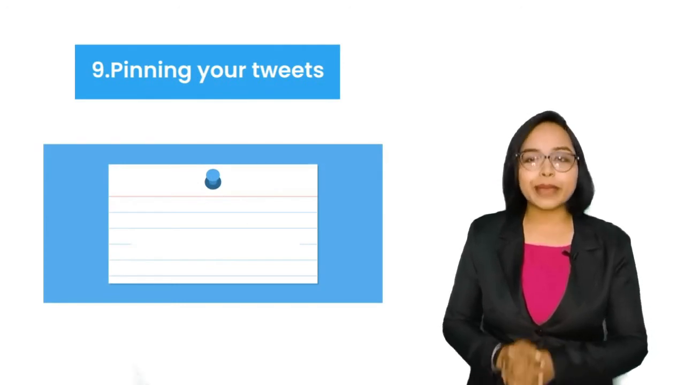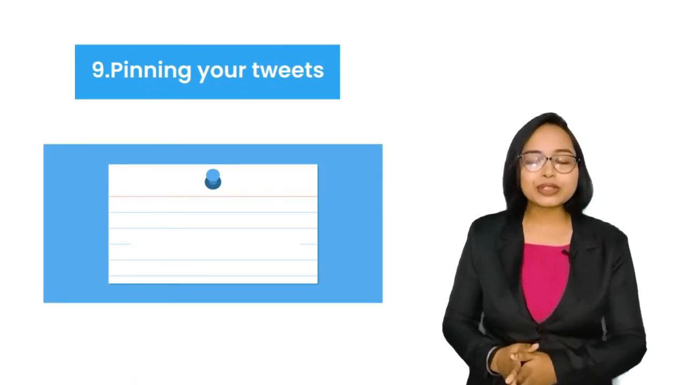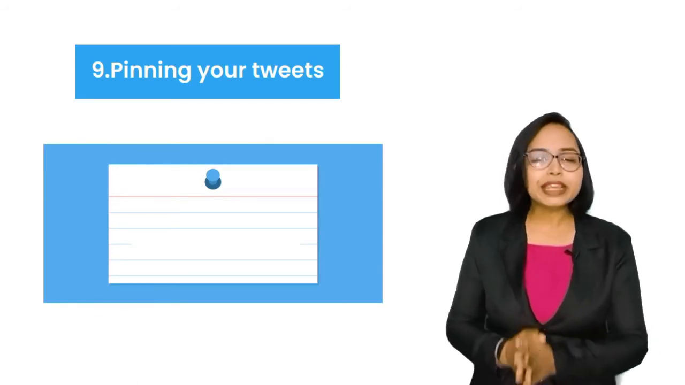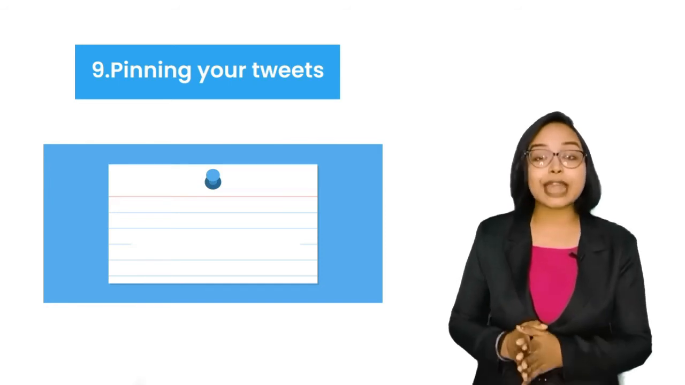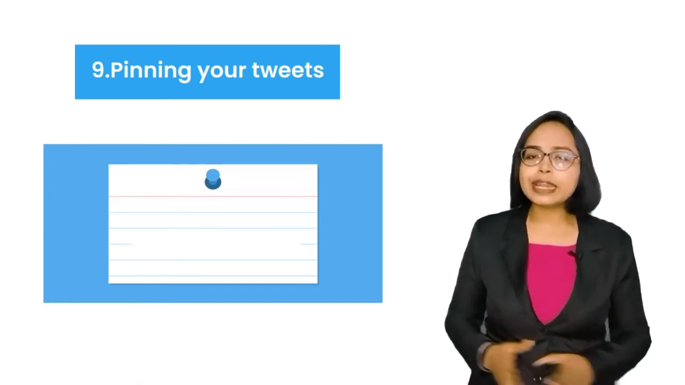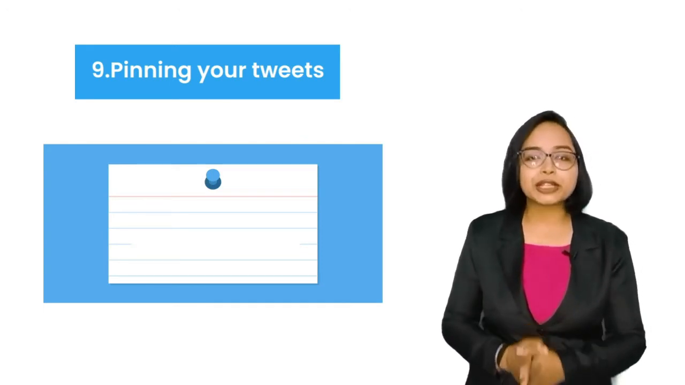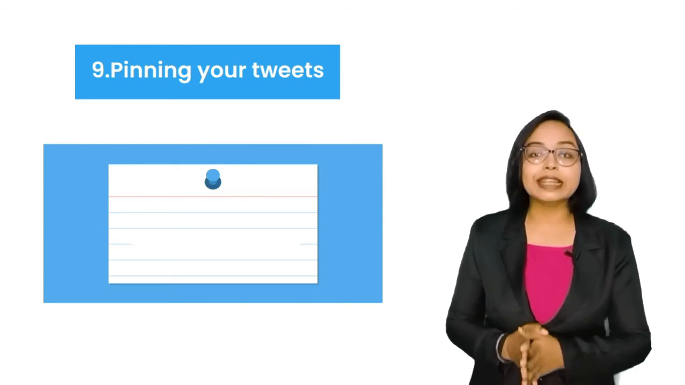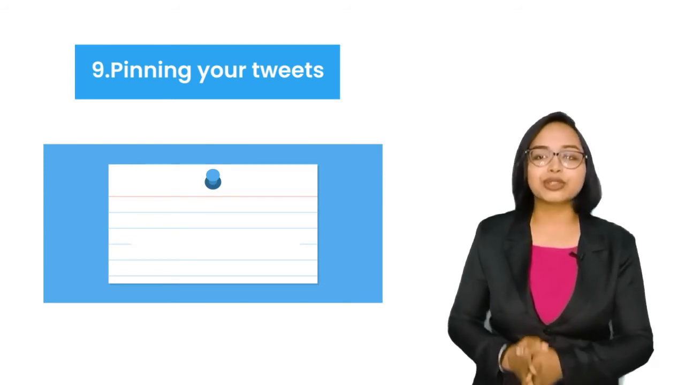Number 9. Pinning your tweets. Everybody wants their best content piece to be showcased in front of their viewers. You can do so by pinning your tweets. Pinning your tweets allows your audience to view your best piece of information at the top. Pin the tweet which has a link to your website or any landing page having a higher potential of lead generation. When you pin a particular tweet, it always remains at the top of all your tweets, and that's why you can always direct them to the desired web page.